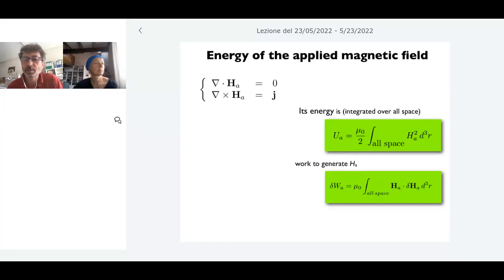Okay, this is quite simple. If I make just a change of this applied field, so what is the delta, the work to change this field, then I have the expression below. The work delta W is given by mu0, again integrating over the whole space of the field multiplied by the change of the field at any point. So I have both the expression of the energy and the expression of the work for generating what I call applied, but it's a generic magnetic field generated by current density.